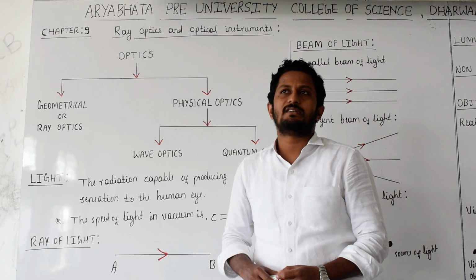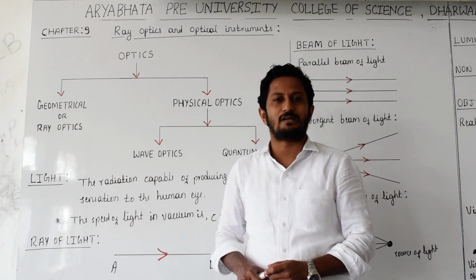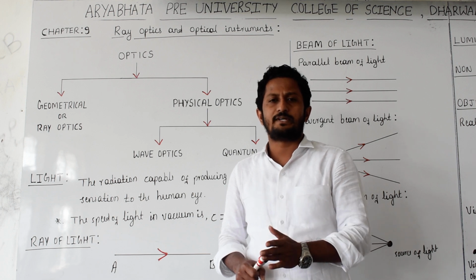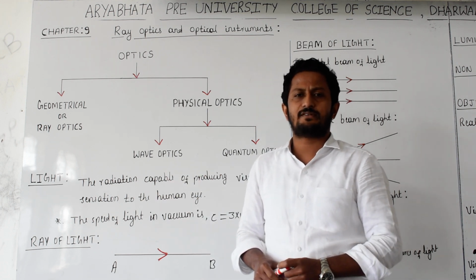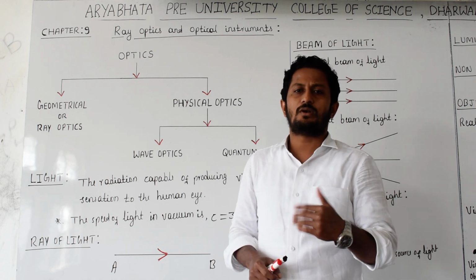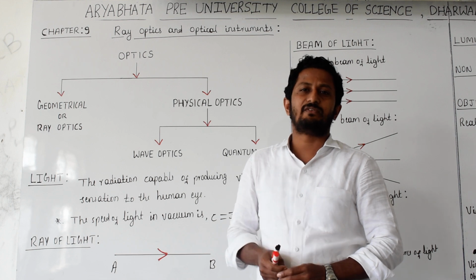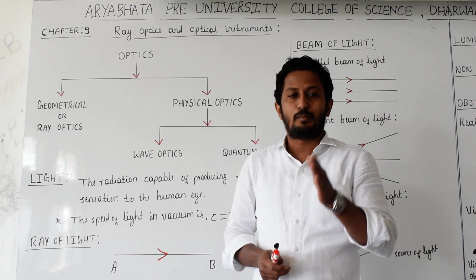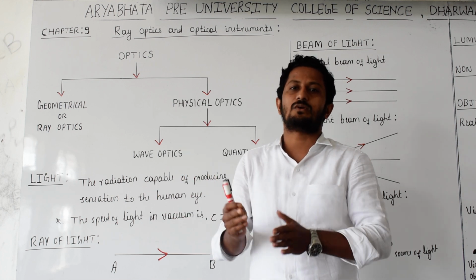I will start the ninth chapter of the second PU syllabus, called Ray Optics and Optical Instruments. Here in physics, there is a branch called optics. The branch in which we are going to study the properties and nature of light is called optics.